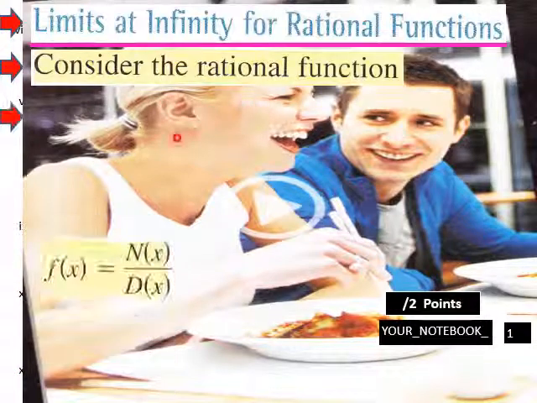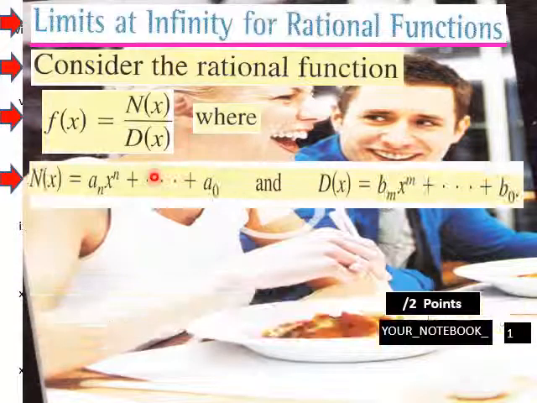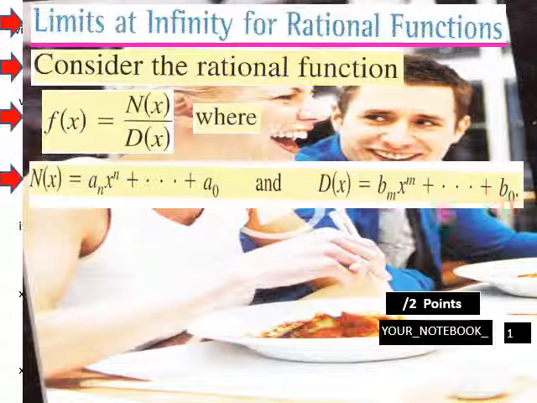Into today's lesson, we start with a notebook entry. Limits at infinity for rational functions. Consider the rational function f of x equals n of x over d of x, where n of x equals a sub n x to the n, plus ... plus a sub naught, and d of x would equal b sub m x to the m, plus ... b naught. Meaning we start with a, we have descending exponents on each one of these parts of this rational function, your numerator and your denominator.